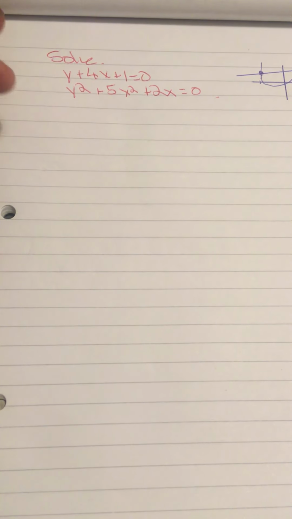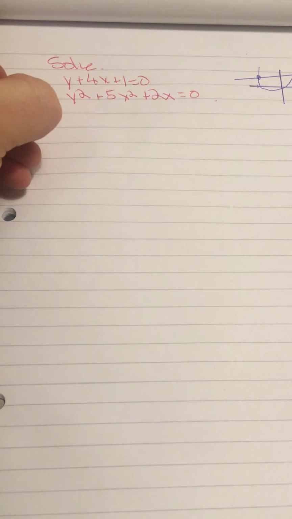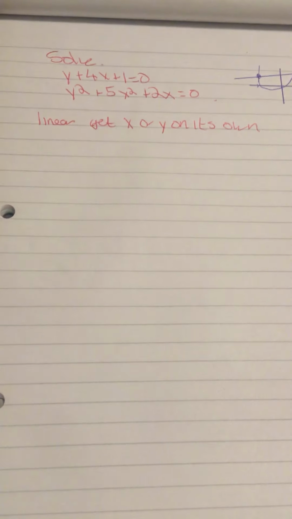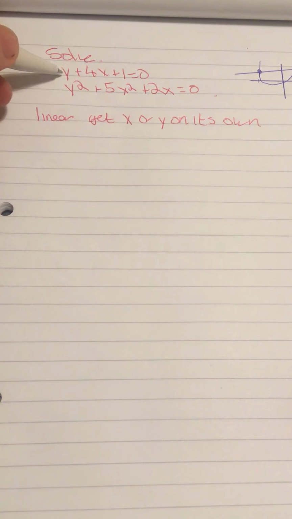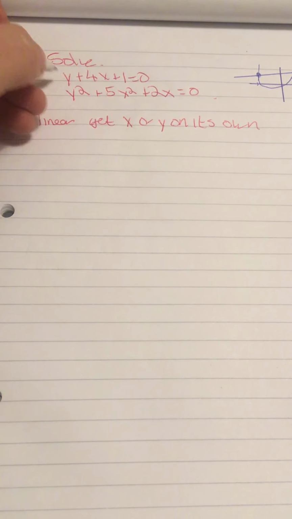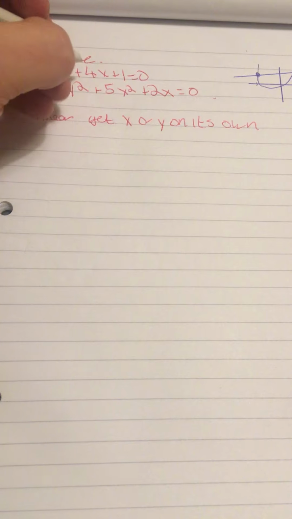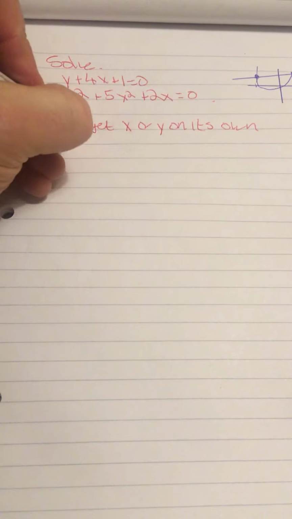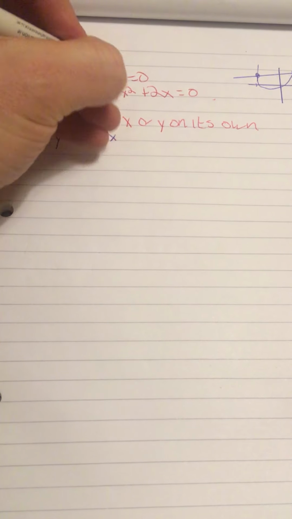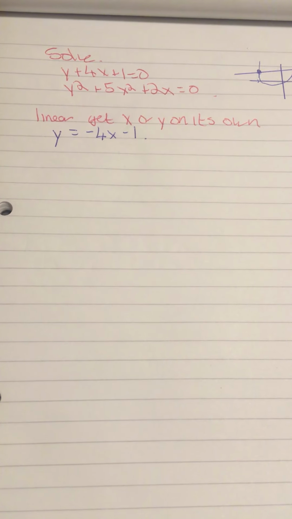Right, so my first thing is I'll get my linear. What we want to do here is get x or y on its own. It is up to you which one you want to get on its own, but I'd probably get y on its own, because then I won't have a fraction, whereas if I got x on its own, I would have to divide by 4. So we'll get y on its own. We'll bring over the 4x and bring over the 1, and here comes minus 1. Okay, so I have y on its own.